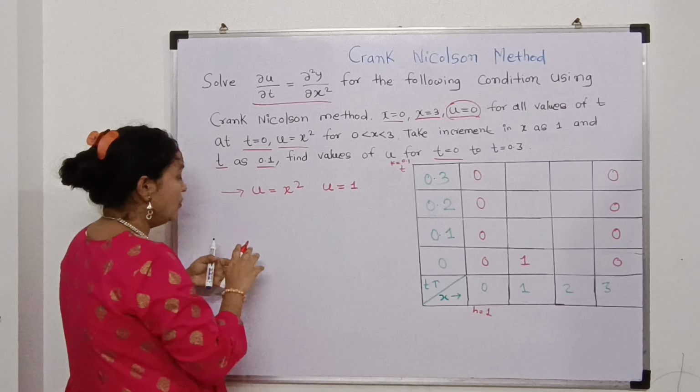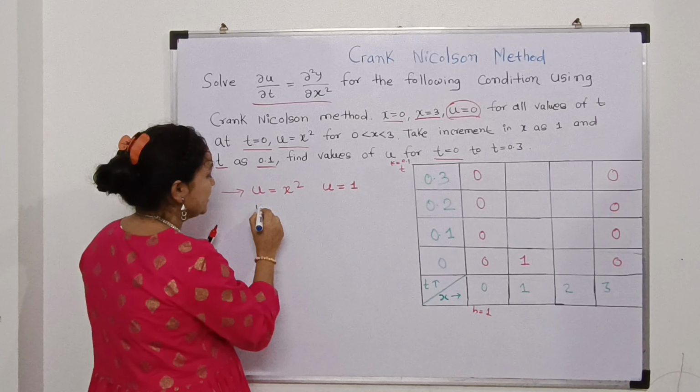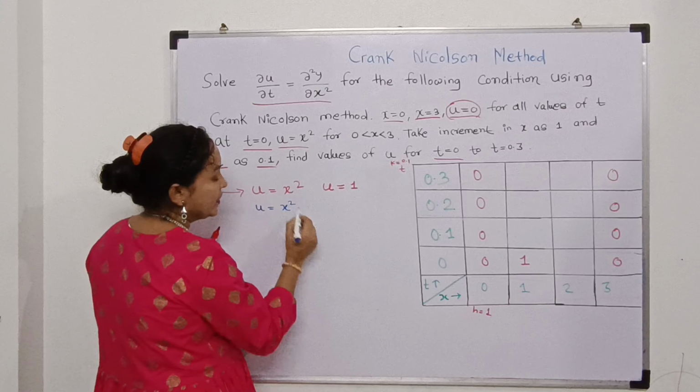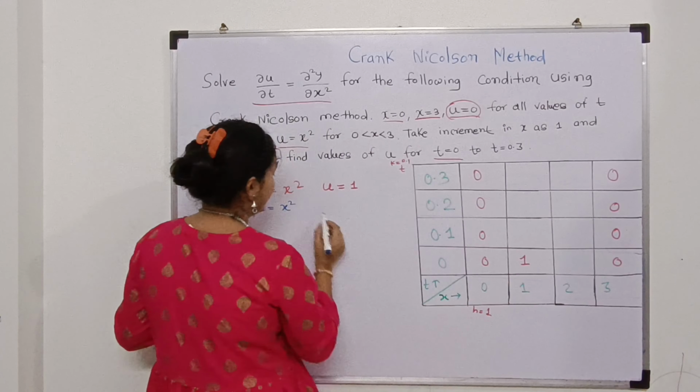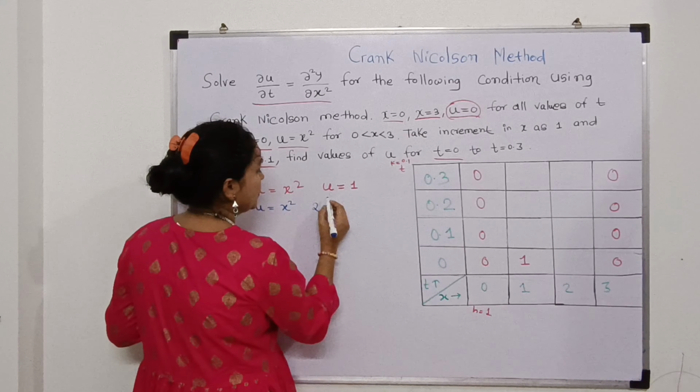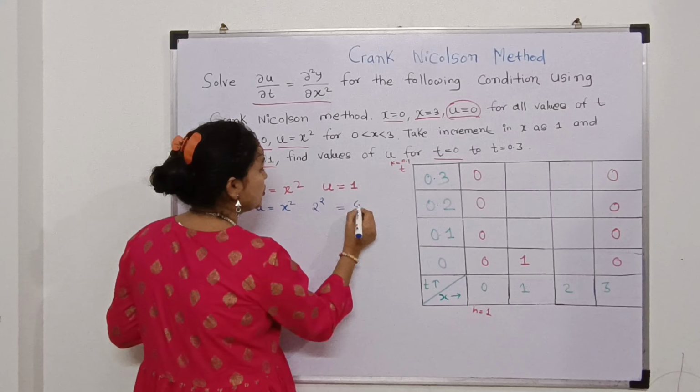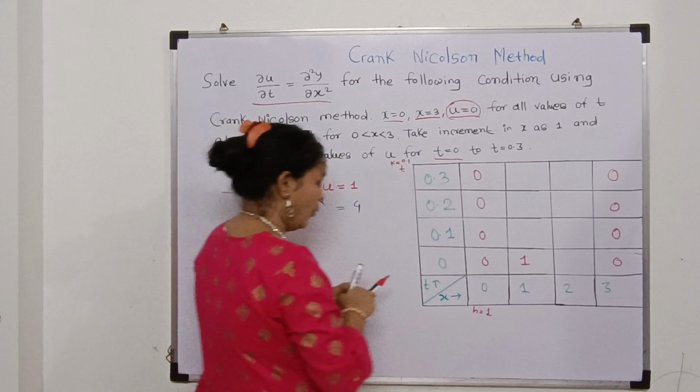The second value of u is again x square. What is the value of x here? That is 2, so you consider 2 square, which becomes 4.